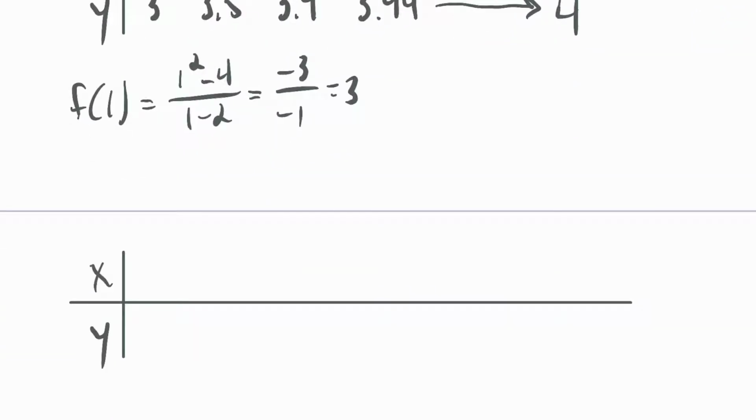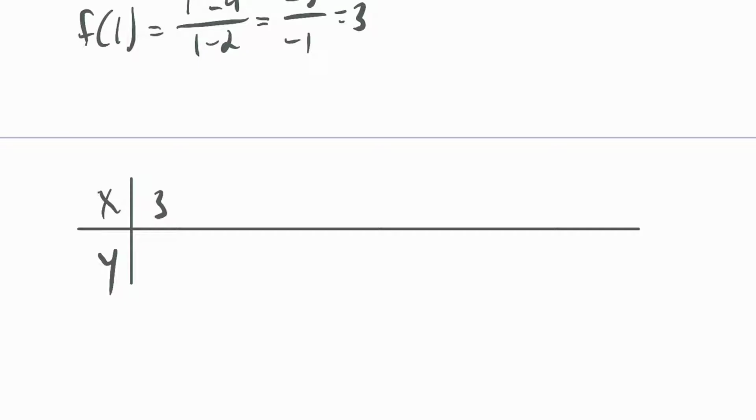I've got another table down here. So let's try starting at 3. Okay, so what's f of 3? f of 3, that's going to be 3 squared minus 4 over 3 minus 2. So 9 minus 4 is 5 over 1, so 5. Okay, so we get 5.